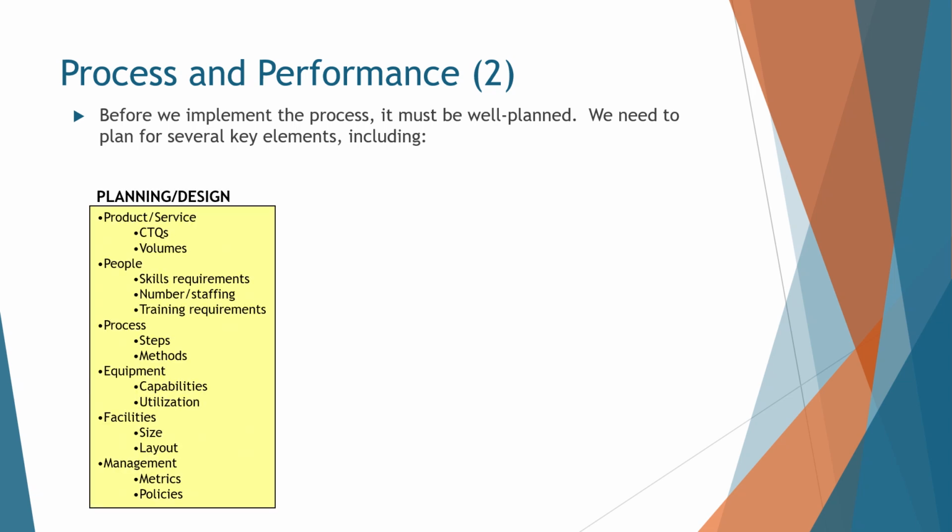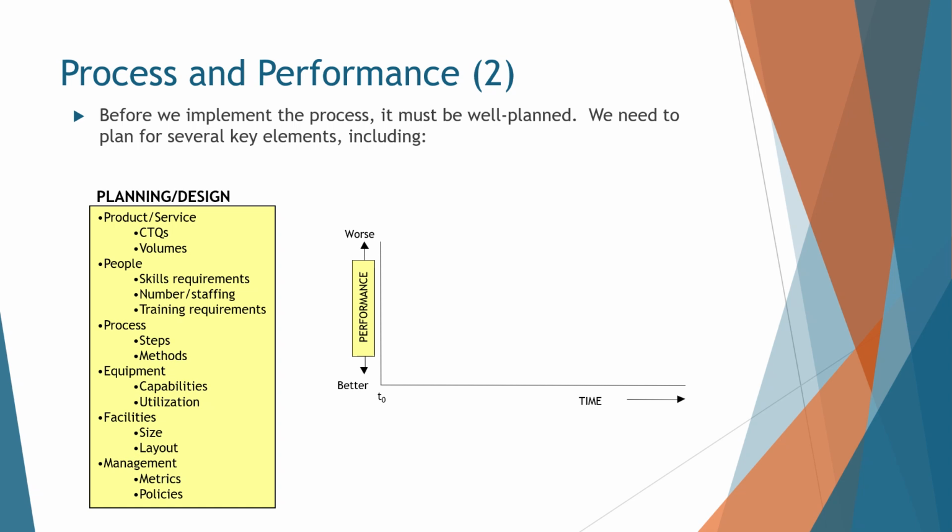Before we implement the process, it must be well planned. We need to plan for several key elements, including planning/design. So when it comes to the product and service, what are the keys to quality? What is critical to quality? These are the variables that your customers demand from you. What are the volumes required? Now, when it comes to the people, what are the employee skill requirements? What's the number of staffing required? What are the training requirements of your employees?